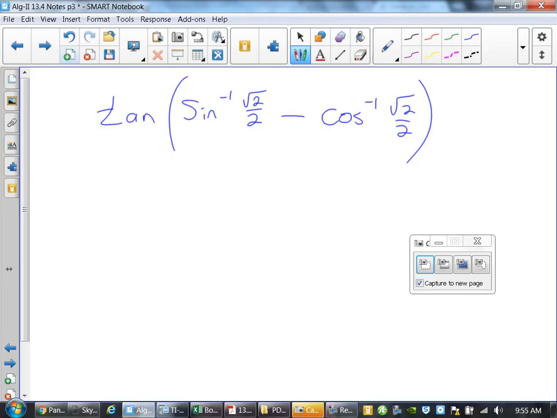What angle has the sine of root 2 over 2? All right, Kobe's still working. Still working. I see the smoke coming out of the ear.